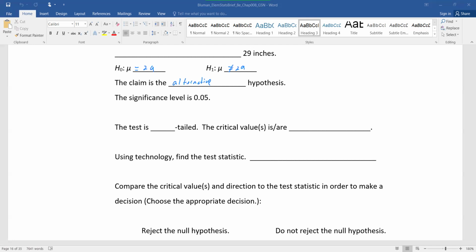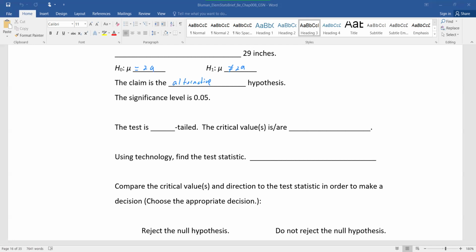The null is always going to be equal, but the claim is not always the null or the alternative. Since we're trying to say that it does differ from 29, we have to go with the alternative. Had the statement said the average height is 29 and we're claiming that, then our claim is the null. We only really claim the null if we're trying to say that it is this value. Anything other than that, it's usually the alternative.